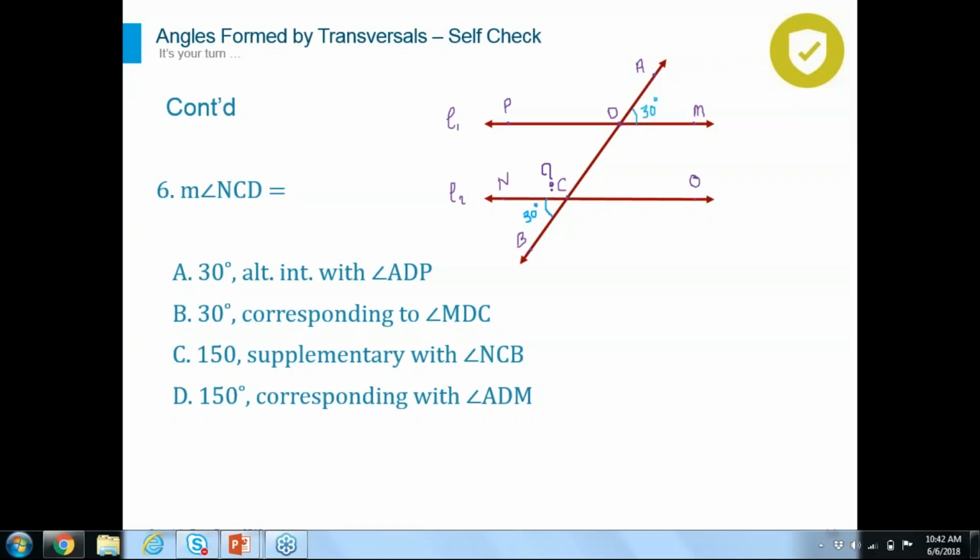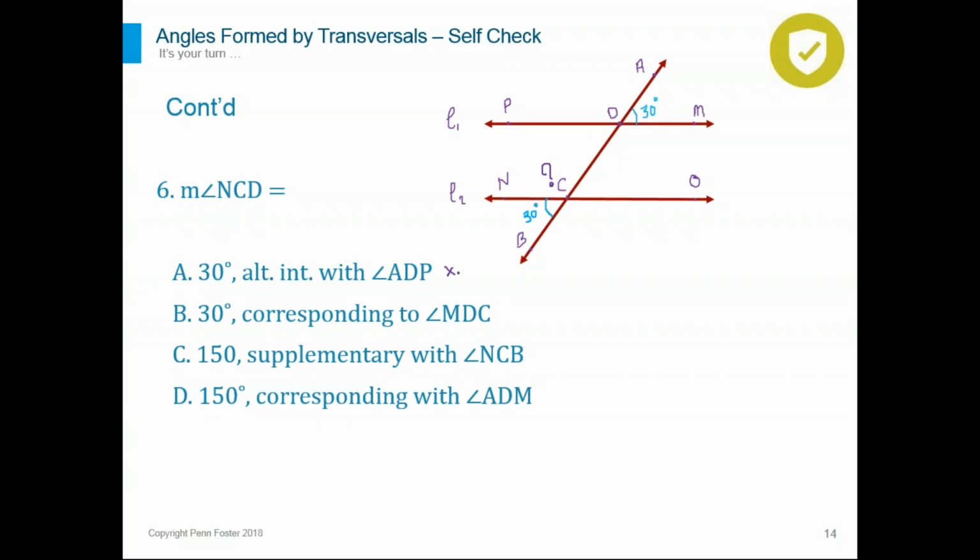So this angle then is alternate interior with ADP. ADP, these two are alternate interior angles. That's not correct. One is to the exterior and one is in the interior. That is not correct. 30 degrees and corresponding to MDC. MDC is here and this angle is there. They are not corresponding. These two angles are what? Alternate interior angles. So that is not the right answer.